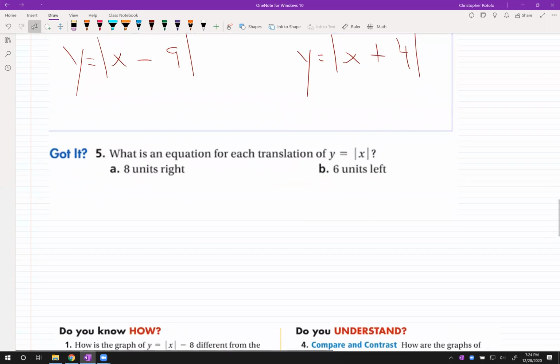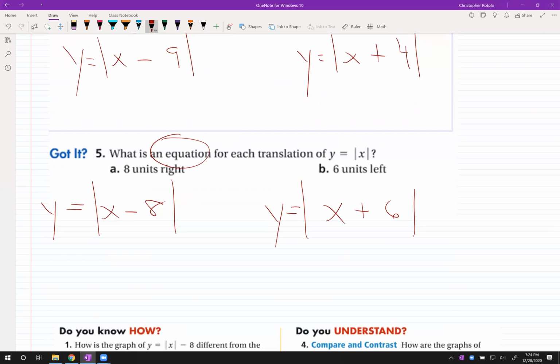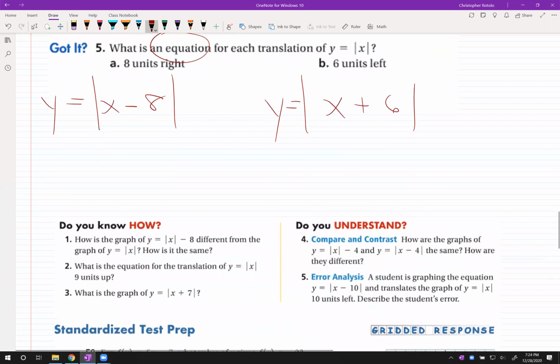All right, here's 2 more. Make sure we have it. To the right 8 units. So that means we're going to put the 8 inside the absolute value. I want to get to the right, which is positive, so I have to put in negative. And x with 6: if I want to get to the left, which is negative, I have to put in positive. All right, they did ask for an equation, so don't forget to squeeze that y equals in there as well. And that's how we handle those.